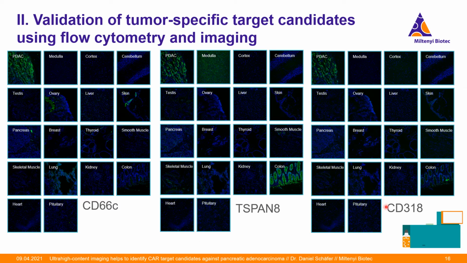The results are shown here. You see here the 3 target candidates, CD66C, T-span8, and CD318, and we have 16 healthy tissues, and in the upper left panel is always a pancreatic cancer tissue. And now we looked at the expression of these target candidates in these healthy tissues. You can see for CD66C it seems to have a low expression in the lung.